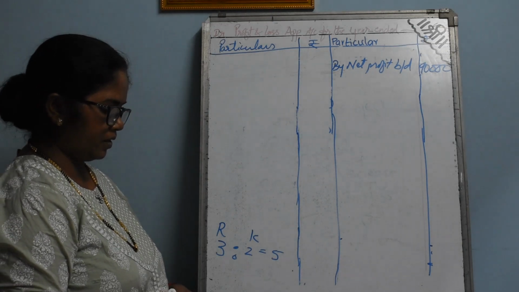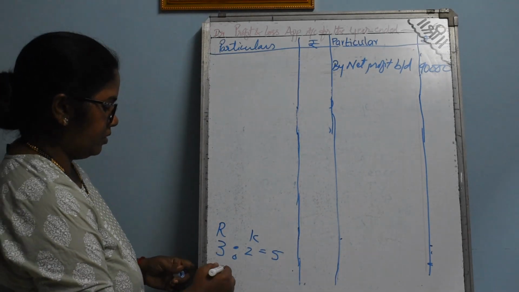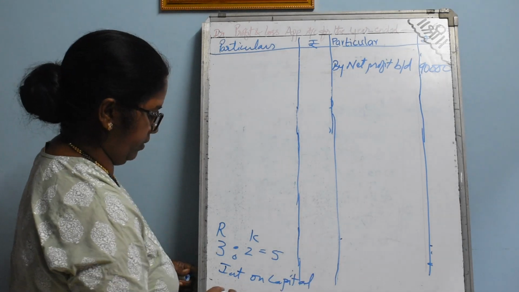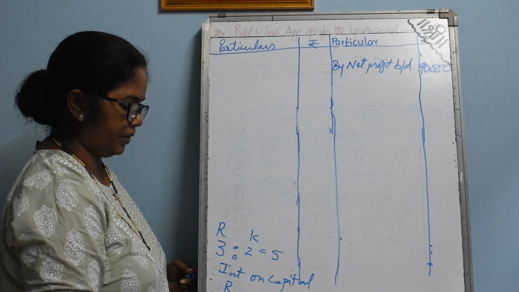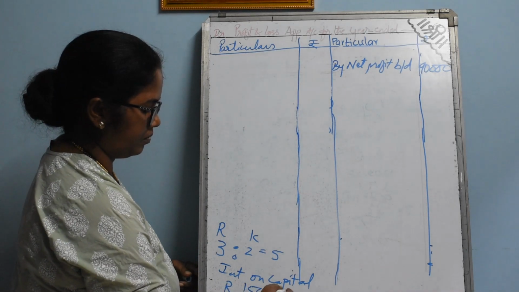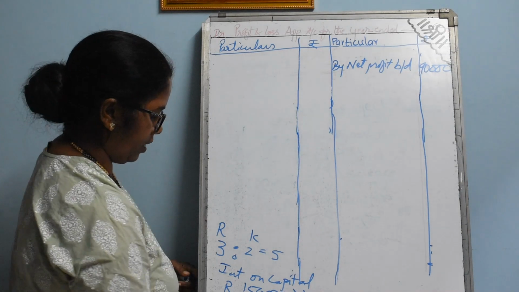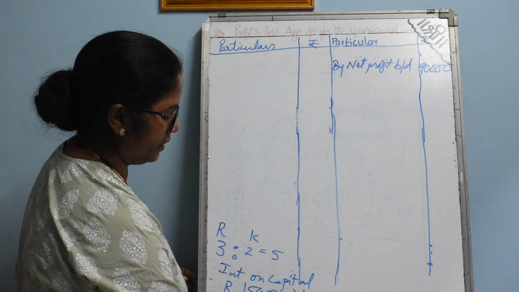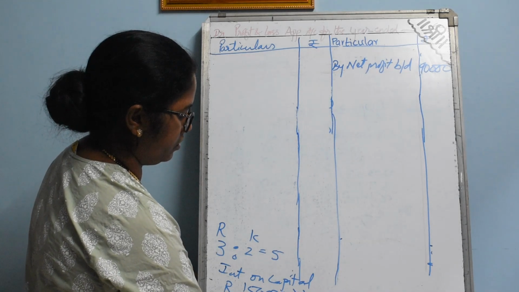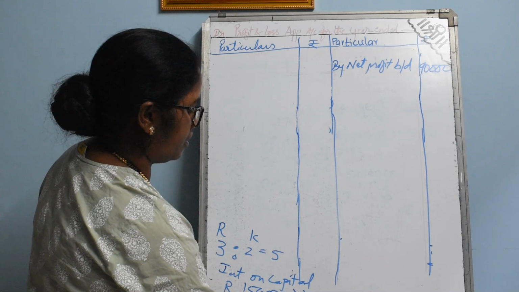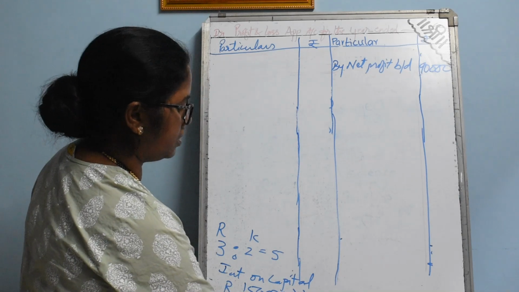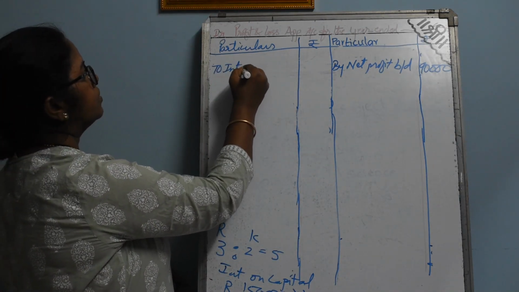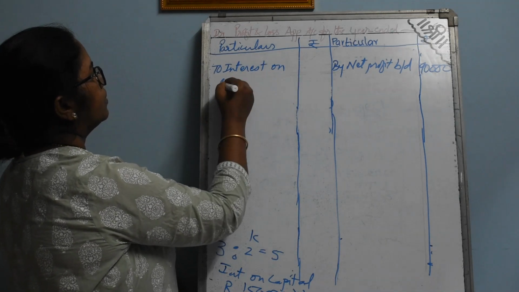So we are going to calculate the interest on capital. R and K. R's capital is 1,50,000 multiplied by 10%, and K's capital is 1,25,000 multiplied by 10%. It comes to 15,000 and 12,500. So this interest we are going to write on the debit side. To interest on capital.